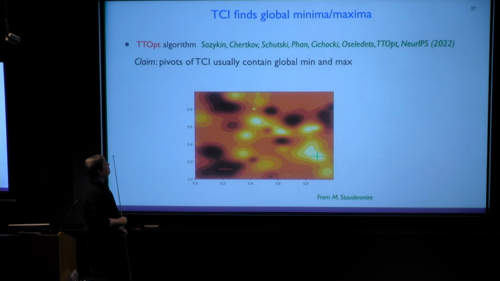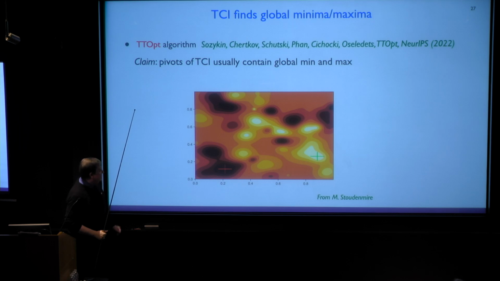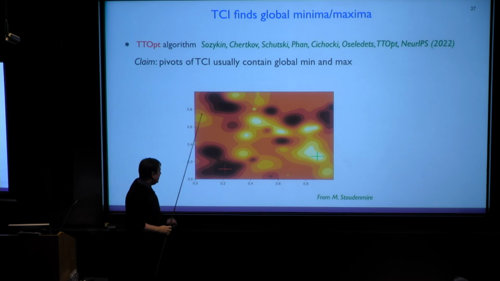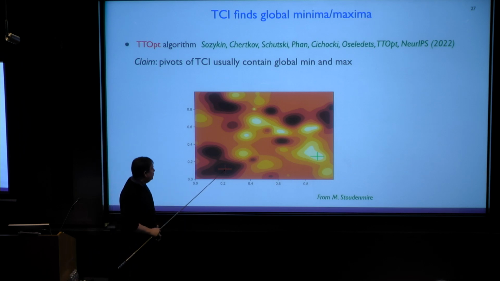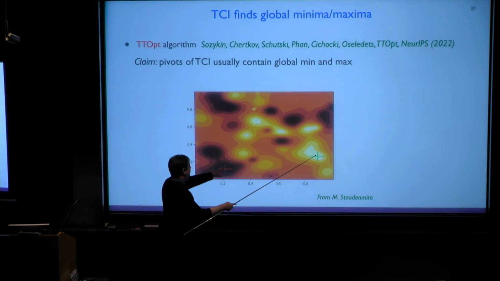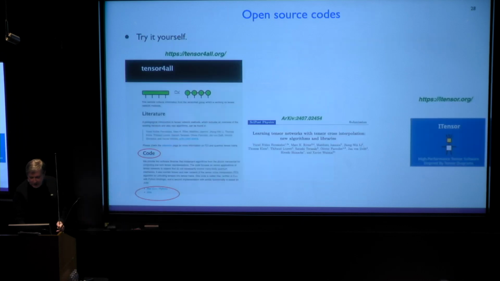maxima and minima. That's a recent proposal by these people, that the pivots of TCI usually are close to or contain the global minima and maxima of the functions, for reasons which are not totally obvious to me, but we can understand why. This is a calculation done by Miles here at CCQ on a 2-dimensional function, and it gives you where the pivots are going to be located, in these 2 places where it's going to be the max and min. So there are a lot of interesting directions.